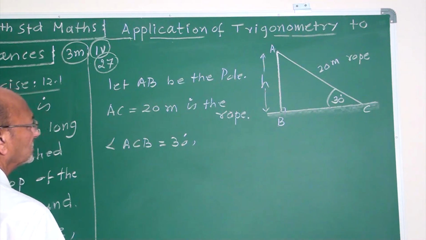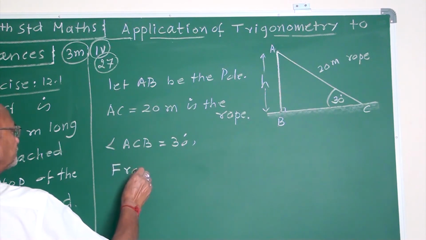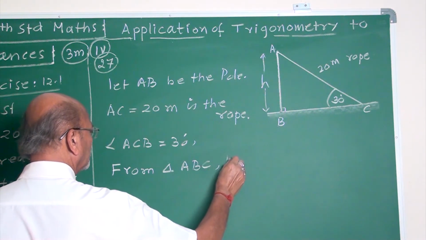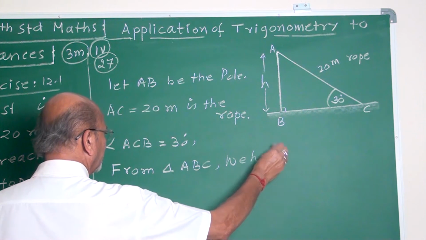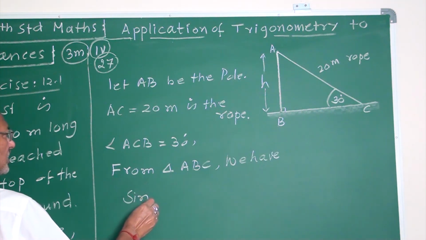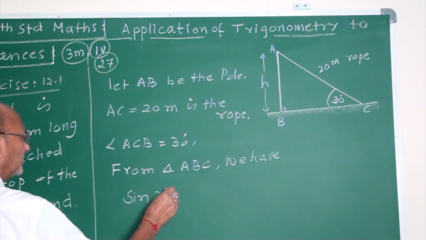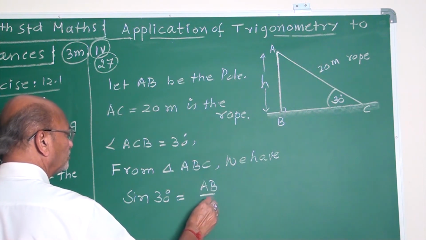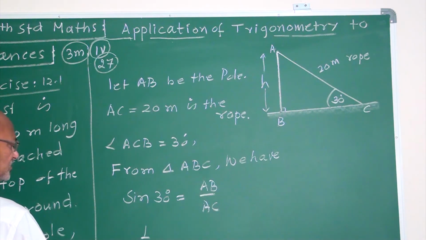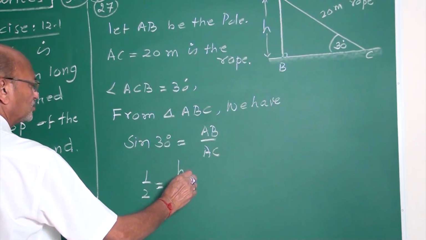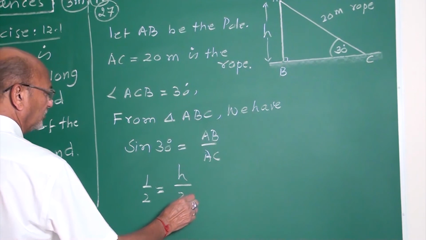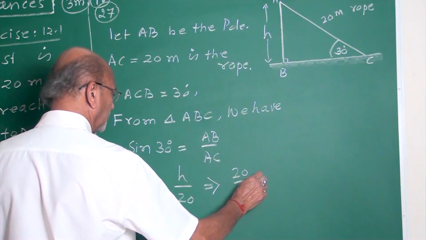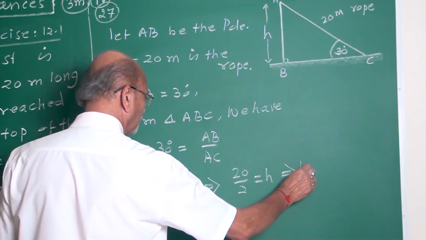Then from triangle ABC, we take sine, my friends. You wanted the opposite side, so sine 30. Sine 30 is opposite side AB upon hypotenuse AC. The value of sine 30 is one half. AB is H. What is AC? 20. From this, 20 upon 2 is H. So you get H equal to 10.